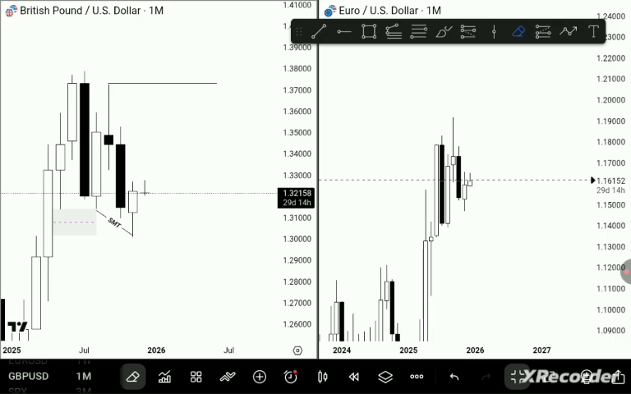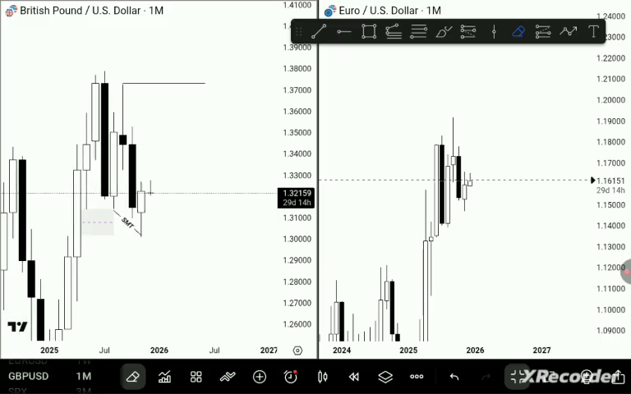So then let's dive into the charts. What is order flow? Order flow can either be bullish or bearish. There's no sideways order flow. Order flow can either be bullish or bearish.